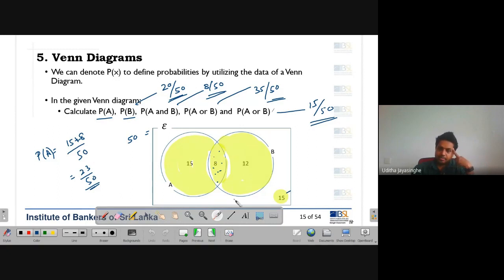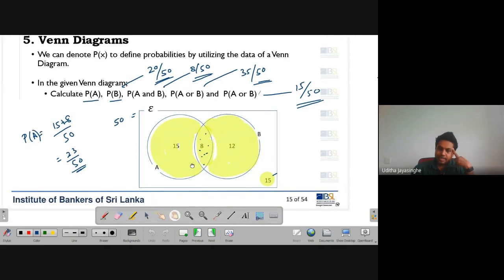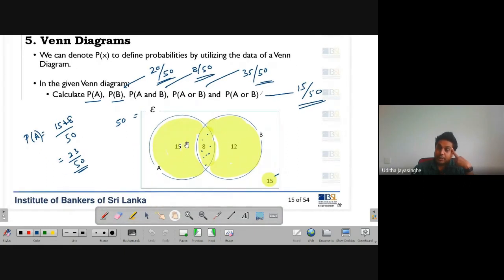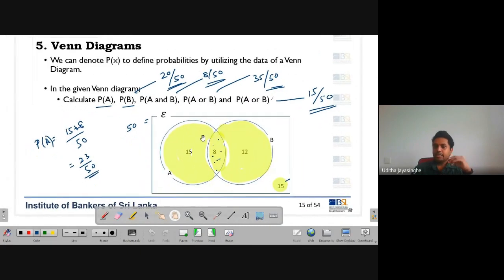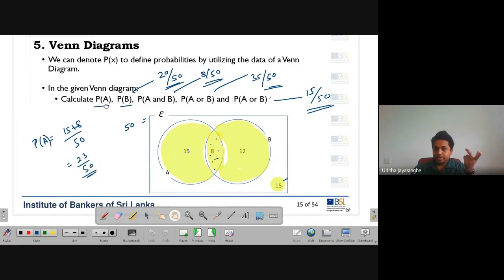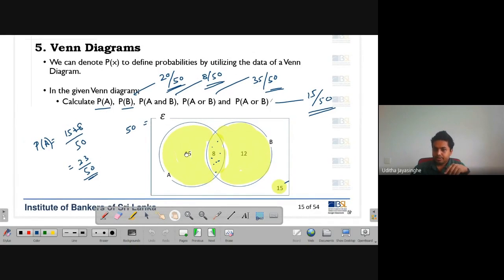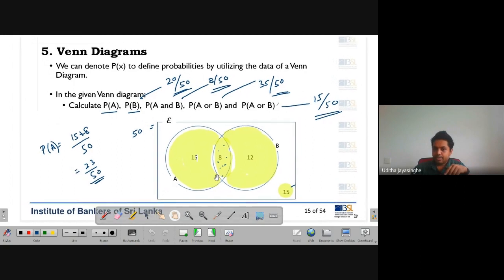So again, we understood how to put up the values or the areas to be represented in a Venn diagram, and then calculate the probabilities accordingly. For example, if the question says probability of A is going to be 15 plus 8, this is the whole area, divided by 50, which is epsilon. So likewise, you could comfortably give the probabilities, provided you know each and every element of these areas to be represented.